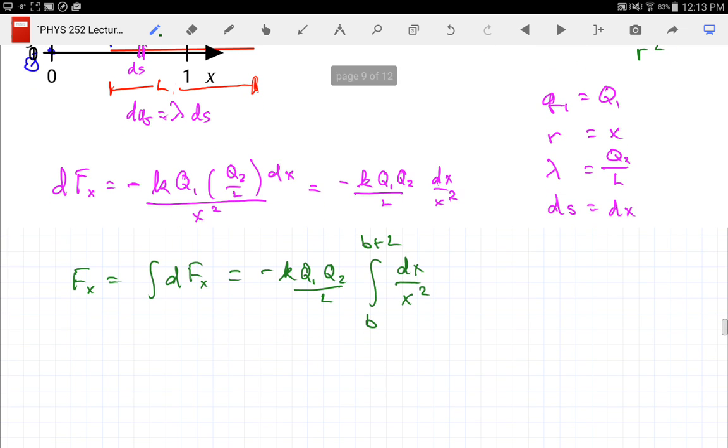Okay, now we just do the integral. What's the integral of dx over x squared? When it's the integral, you divide by the new power. So the new power is going to be minus 1. Right, 1 over x squared is equal to x to the minus 2. So I raise the power by 1, which makes it x to the minus 1. And then I divide by that new power, so I divide by minus 1, which means it's negative 1 over x.